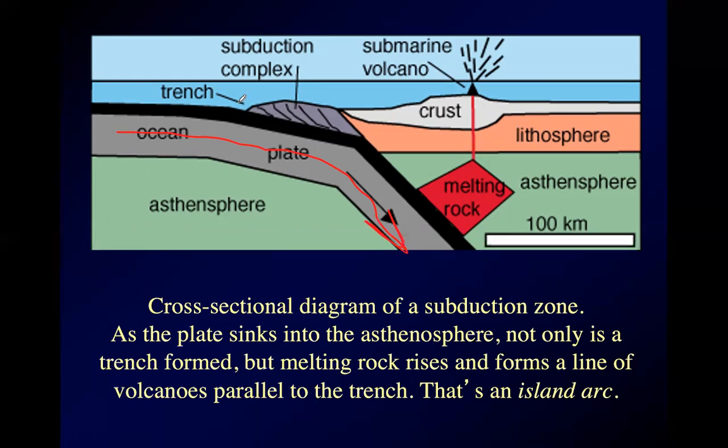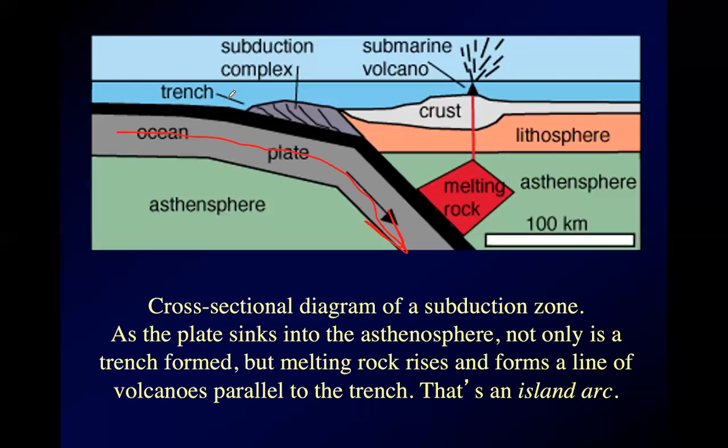As it does, first of all, sediments and things that are on top of the sinking plate can get scraped off and stuck onto the top plate. Most of the city of San Francisco is built on scraped off sediments from a plate that has all but completely vanished, called the Farallon plate. The rock that makes up San Francisco is smushed up deep sea sediment that was scraped off a sinking plate and stuck to North America.